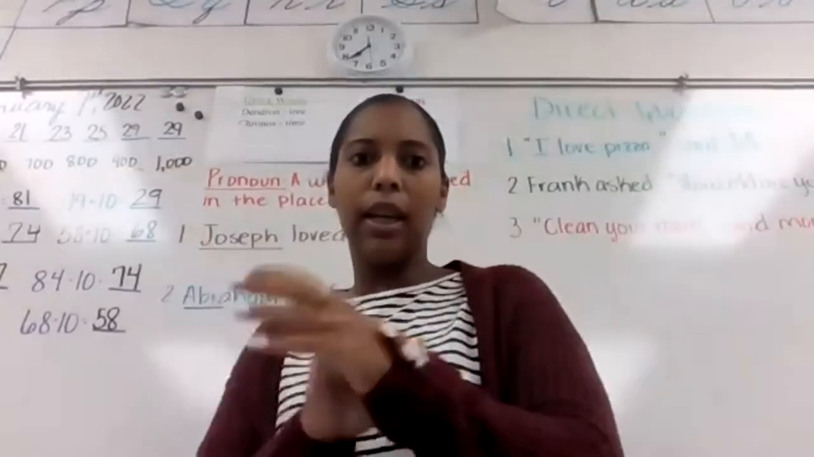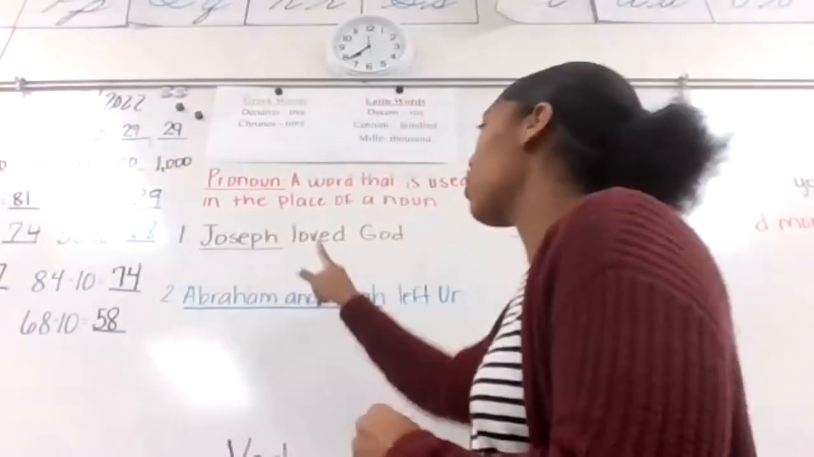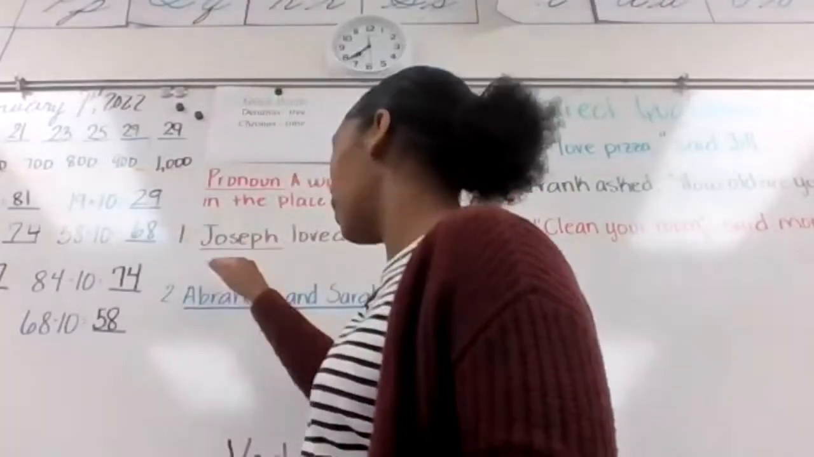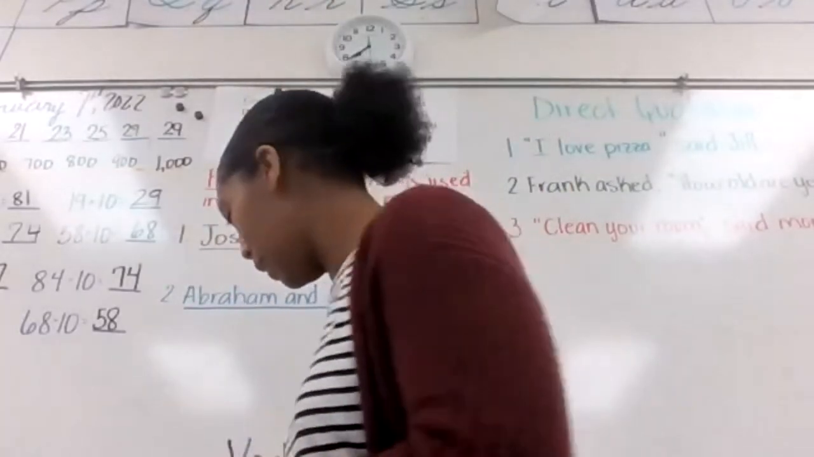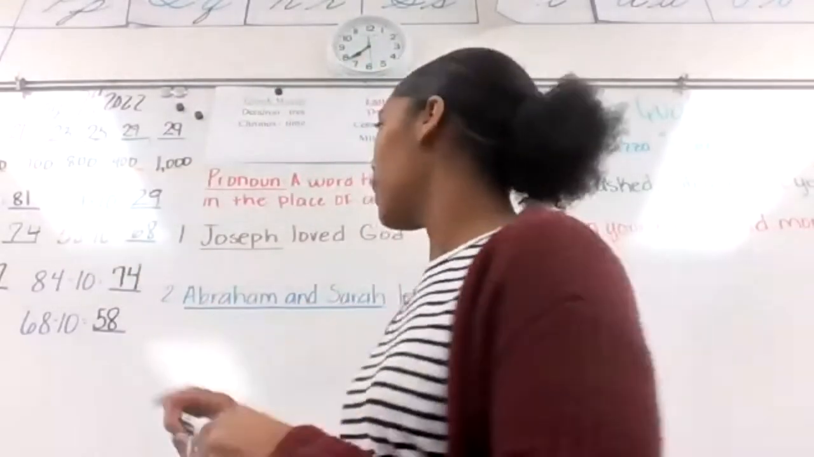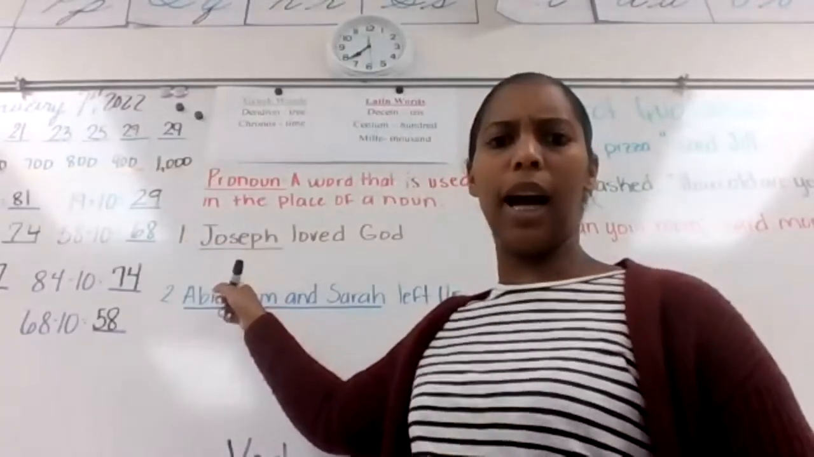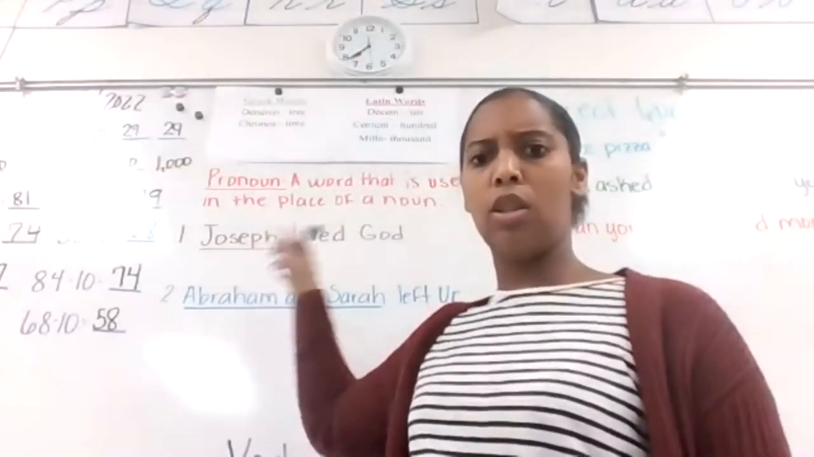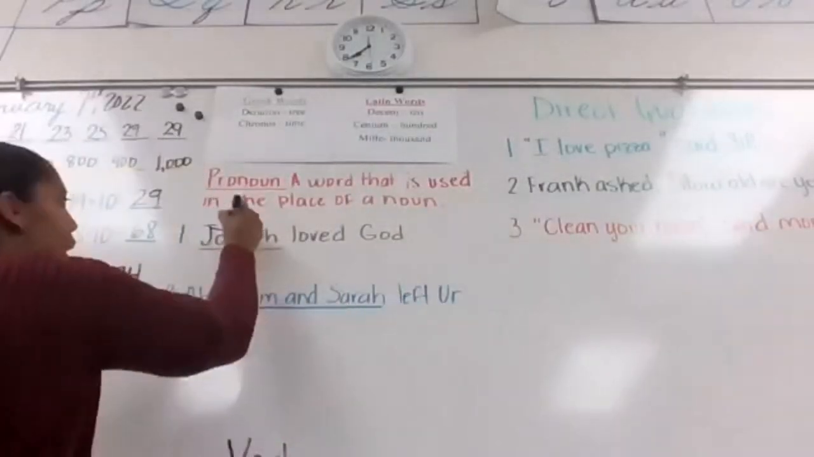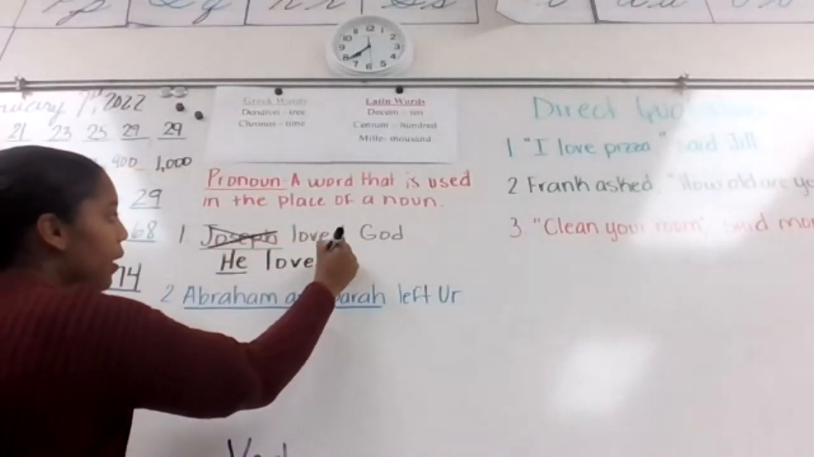Did we write Joseph loved God? Mm-hmm. All right, so now what we're going to do is we're going to write it over, but this time we're going to take Joseph, the noun, and turn it into a pronoun. So Joseph loved God. What pronoun can I put instead of Joseph? Remember, we're taking out the noun. What's the pronoun I can put? He loved God. So we'll X out Joseph and then write it over with he loved God.